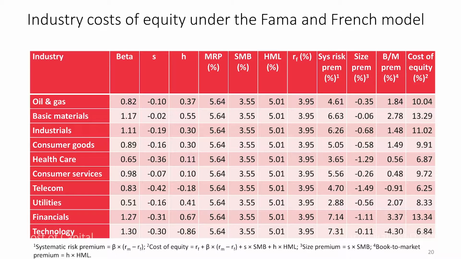If you were to use these inputs to estimate the cost of equity for technology stocks, and make the assumptions that the risk-free rate is 3.95%, the market risk premium is 5.64%, SMB equals 3.55%, and HML equals 5.01%, our conclusion would be as follows. The cost of equity for technology equals 3.95% plus 1.3 times 5.64% minus 0.03 times 3.55% minus 0.86 times 5.01%, which comes out to be 6.84%.